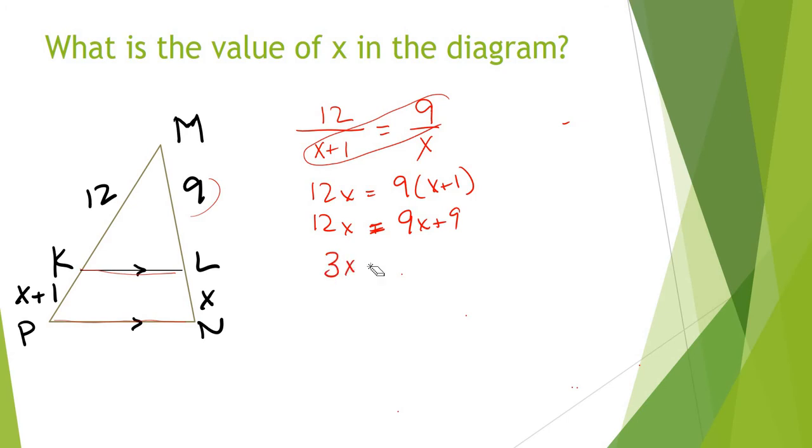Subtracting 9x, 3x equals 9, and x equals 3. Okay, so our proportion then ends up being 12 is to 4 as 9 is to 3. Okay, so there's an example of that.